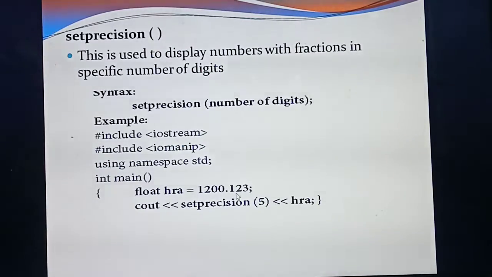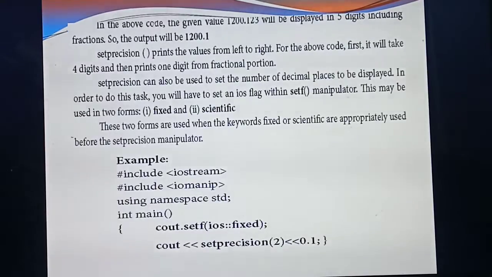So what's the output? 1200.1. Count it: 1, 2, 3, 4, 5, and it will display till there. Why? Because 5 digits. So 5 digits means 1200.1. Understood what's the meaning of setprecision? Okay, listen. That is what they are giving in the above code. The total number they are giving is 1200.123, but you are giving the setprecision as the value 5. So how many digits will it display in the output screen? Total 5 digits. So see, this is the output: 1200.1.